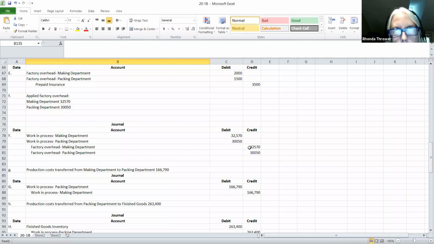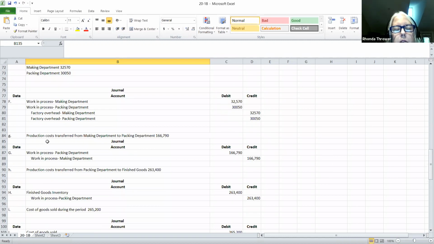The applied factory overhead, the estimated amount, goes on the credit side of the factory overhead account. We're doing this for each department. So factory overhead making is credited for the $32,570, and the factory overhead packing is also credited for the $30,050. We credit the factory overhead, we debit the work in process. So we transfer this out of factory overhead and put it into work in process.